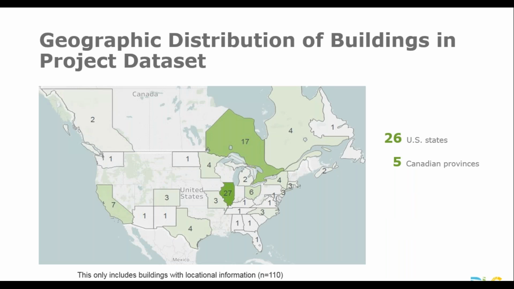Overall, the project had broad geographic distribution across the US and Canada, with 26 US states being represented and 5 Canadian provinces. You can see that we had specific concentrations in the US state of Illinois and the Canadian province of Ontario.